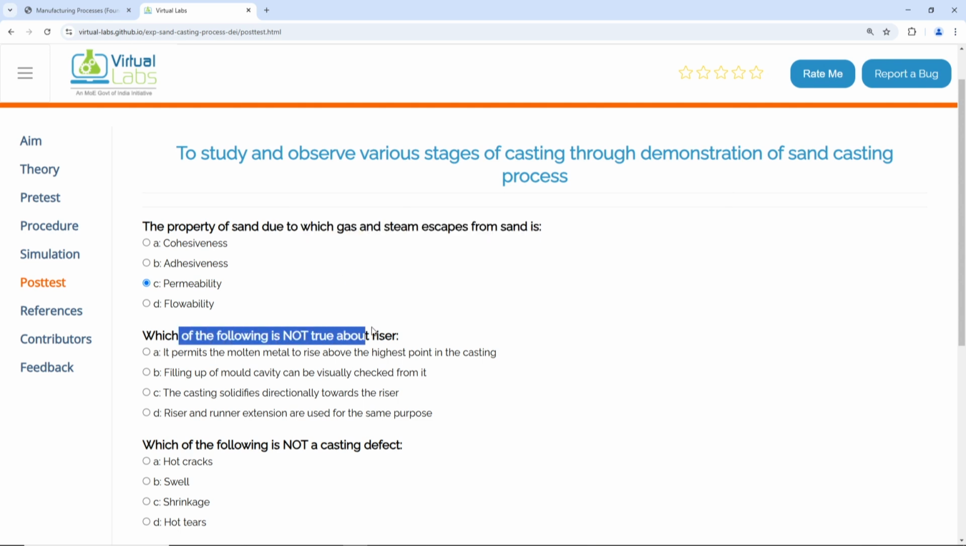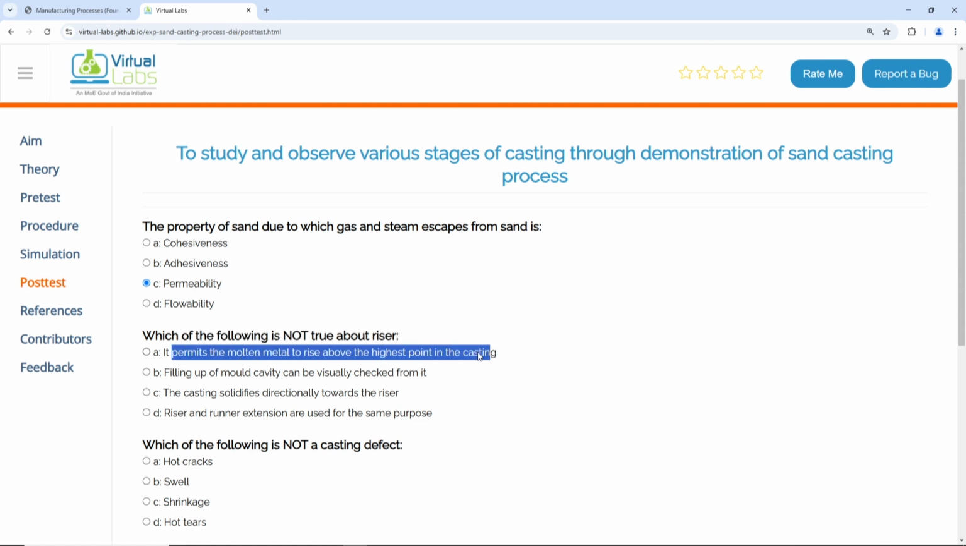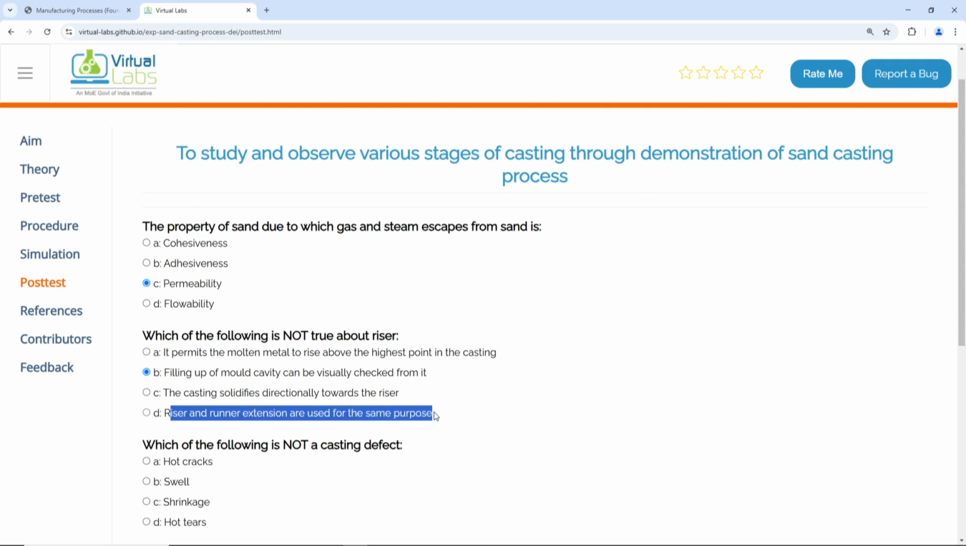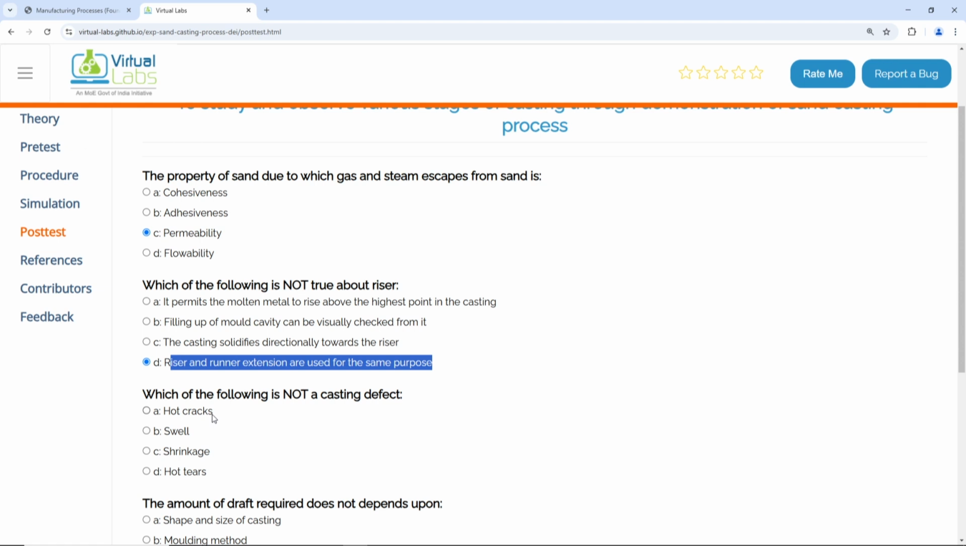Which of the following is not true about riser? It permits molten metal to rise above the highest point in the casting, this is true. Filling up the mold cavity can be visually checked from it, yes. The casting solidifies directionally towards the riser, yes. Riser and runner extension are used for the same purpose, no. So this D is the correct answer, this is not true of the riser.